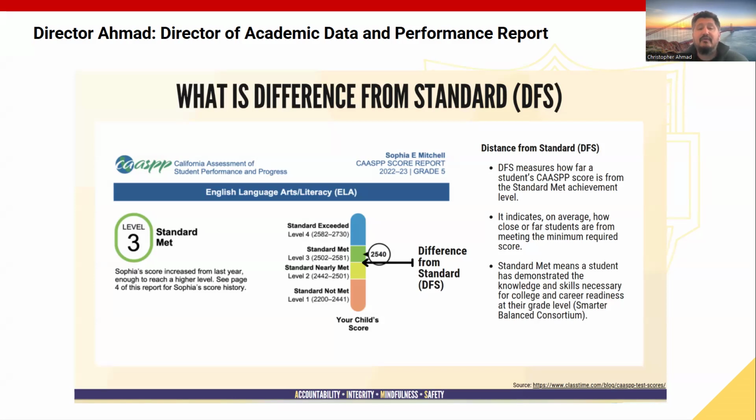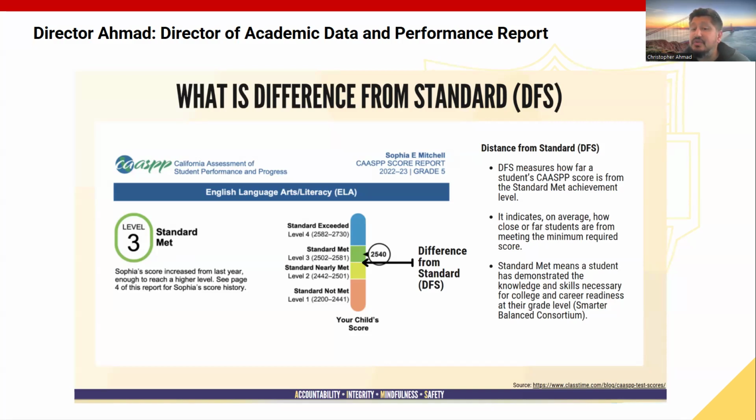To start it off, you'll be seeing DFS a lot, which is the distance from standard. This is the minimum score a student can get to be at grade level. The distance from standard measures how far a student's CAS score is from the standard achievement level. We are using the end of the year state test to base this on. It indicates on average how close or how far students are from meeting the minimum required score.